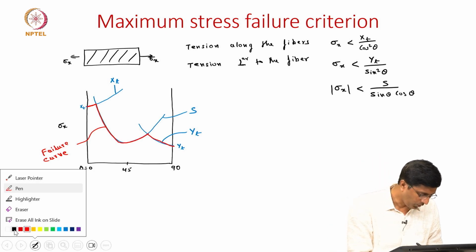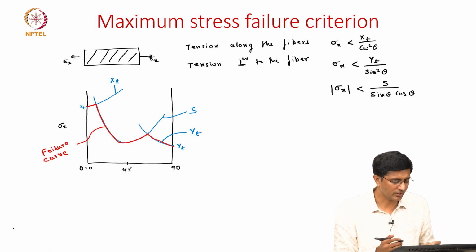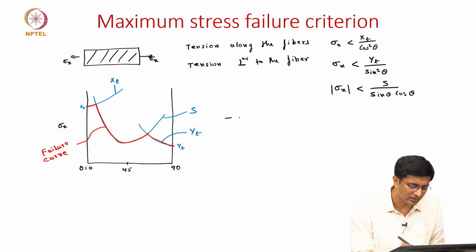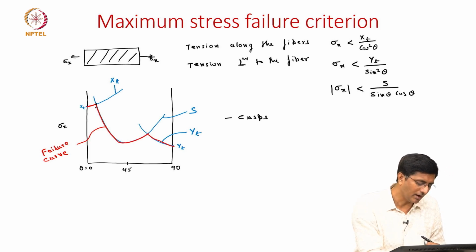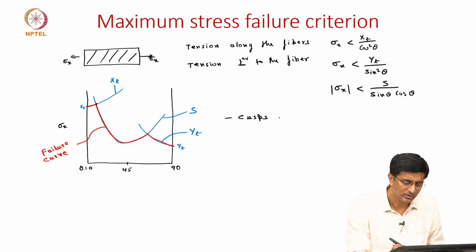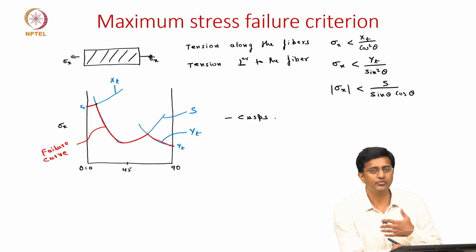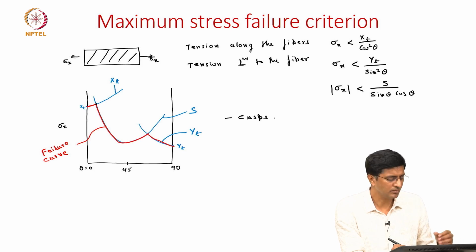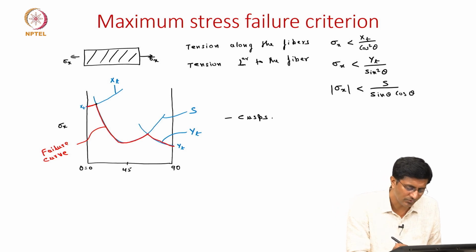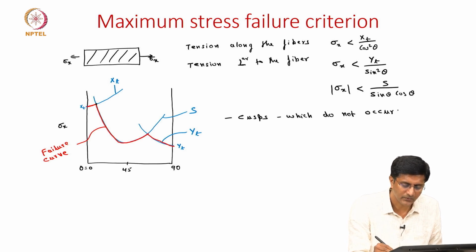So essentially, there are a few points to note about the maximum stress failure criteria. One, we note that there are cusps. These are discontinuities happening at the intersection between these two curves, which are unrealistic, because if we look at the failure data of the same material from experiments, and I plot it on the same plot, I don't see a cusp. But from the theory, we do see cusps. So we see cusps which do not occur in experiments.